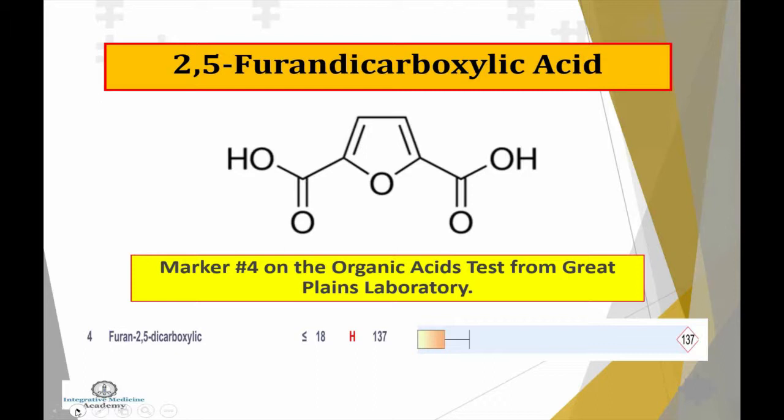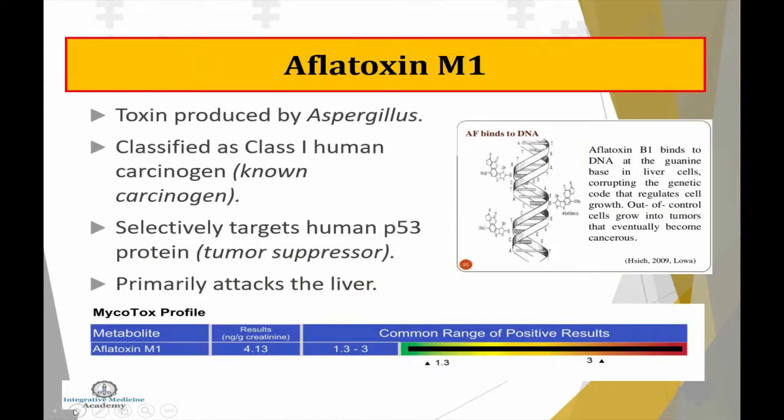Now, Aspergillus produces a specific type of mycotoxin called aflatoxin M1. Aflatoxin M1 is a carcinogen. It actually inhibits a protein called P53, which is a tumor suppressor. Most of these mycotoxins produced by mold are not only damaging to the kidneys, but they're also damaging to the liver. So the image you see here below under the mycotox profile, this is the MycoTOX test from Great Plains. It's a very worthwhile test to do. It's one of their newer profiles that's come out this year.